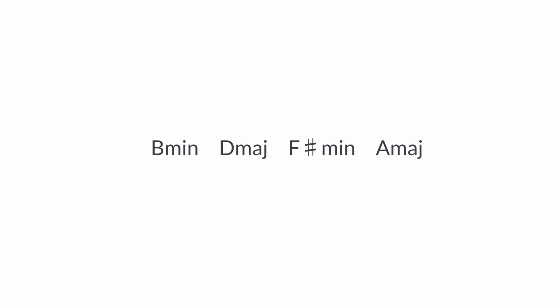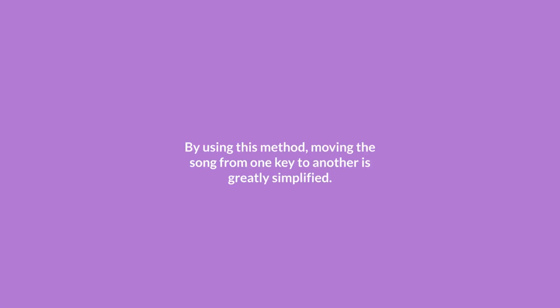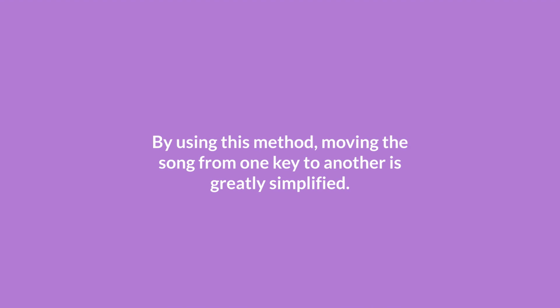For example, if we start with the chord progression B minor, D major, F sharp minor, A major, and we wanted to transpose this to the key of D major, we would need to determine its current key and then move each chord over. But if we use Roman numerals, the same chord progression can be described as a 2-4-6-1 in the key of A major. We can now transpose the progression or the song by simply changing the key, and we get a 2-4-6-1 in the key of D major. By using this method, moving the song from one key to another is greatly simplified.